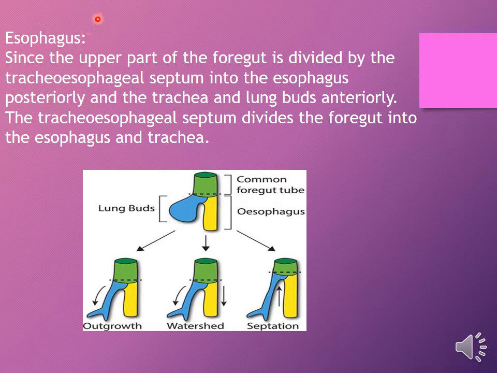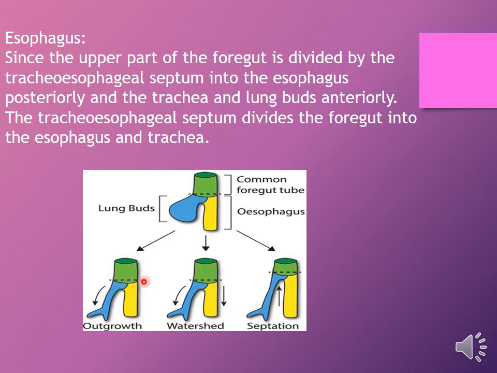Now, the esophagus. The upper part of the foregut is divided by the tracheoesophageal septum into the esophagus posteriorly and the trachea and lung buds anteriorly. Here, this is the esophagus area, and this is the beginning of the development of the respiratory tract. Trachea and lung buds will be developed here more clearly. This is the trachea attached to the lung buds, and this will be the esophagus. Both are connected later on.